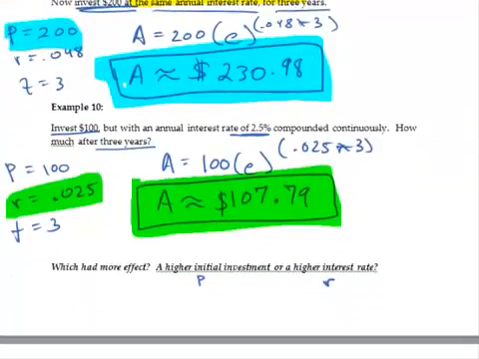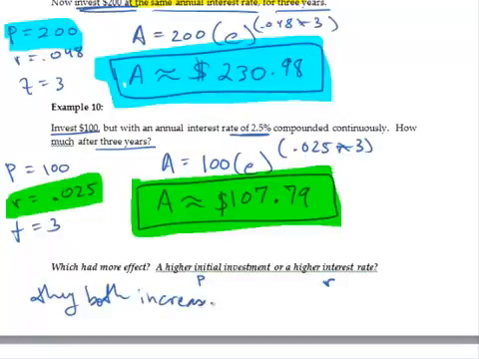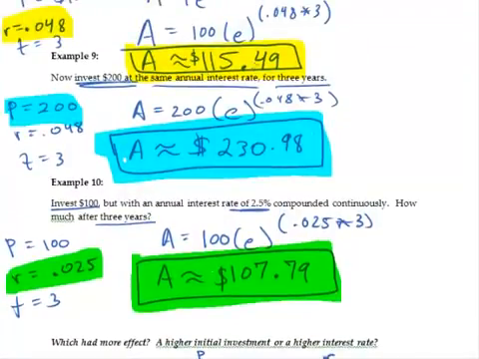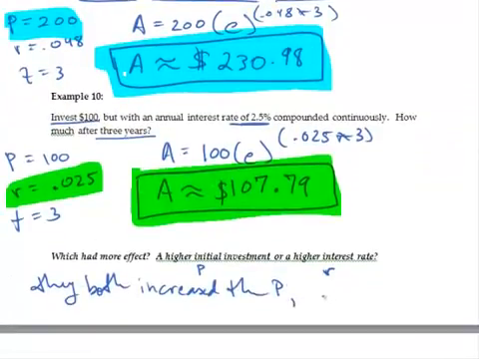That's kind of hard to say. They both had an effect. They both doubled, so it depends on the problem. Raising the principal went from 15.5 to almost 31, about double, which makes sense because we doubled the 100 to 200. Raising the rate from 0.025 to 0.048, we went from 7 point something to 15 point something, also about double. So they're actually about the same in this case.